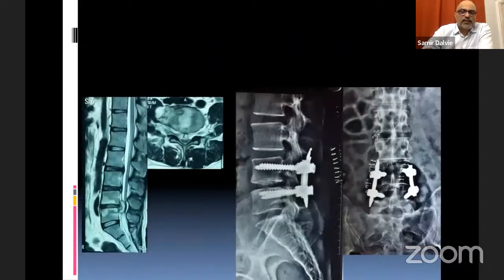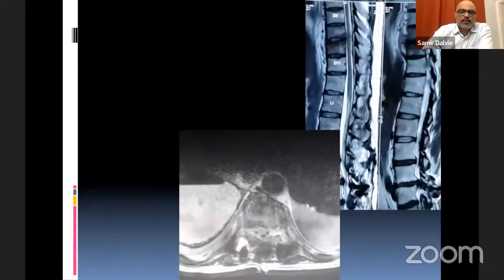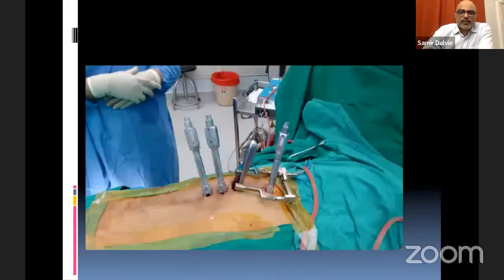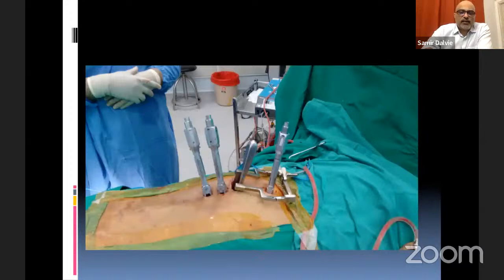So an infection, and this is done through an MIS approach, just small incisions. This is another one, a dorsal one with cord compression, where this patient insisted on MIS. As you can see, we have put these screws through separate small incisions, and here is a small opening through which I have done the decompression under the microscope.